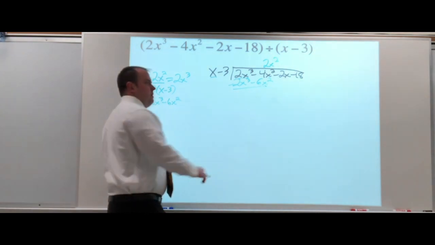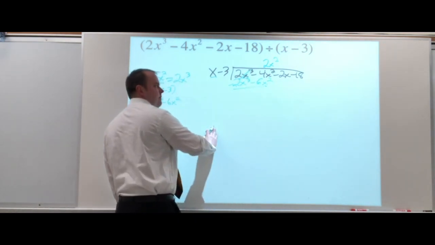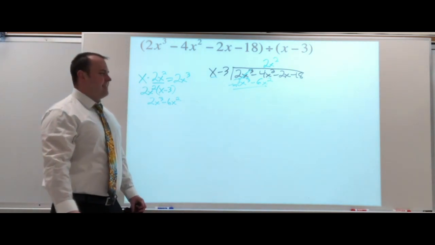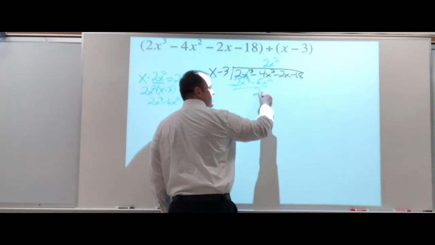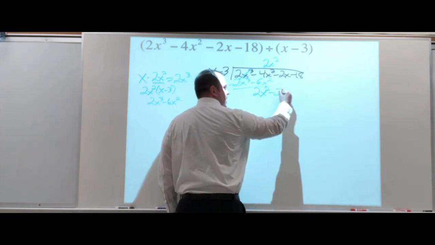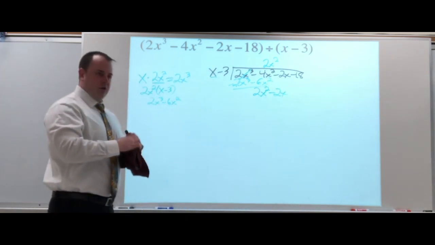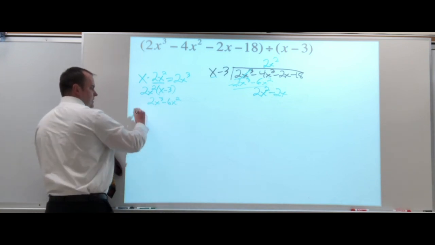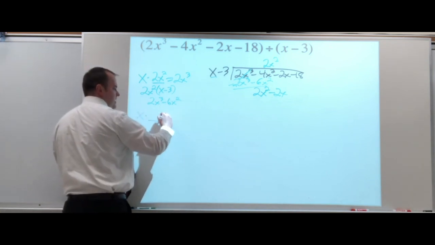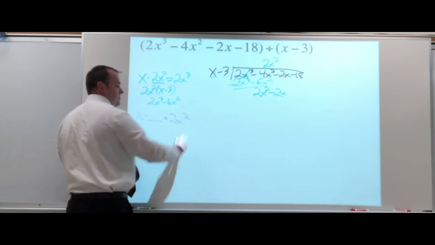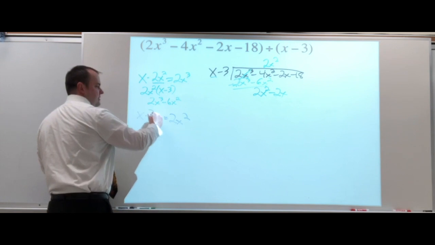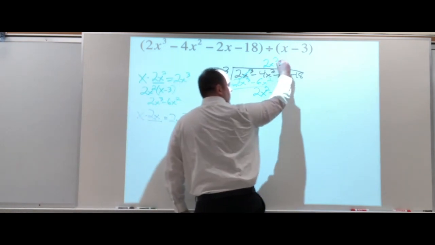So we have 2x cubed minus 2x cubed. That does cancel out. Negative 4x squared minus negative 6x squared gives me a positive 2x squared. Then bring down my minus 2x for the next term. Same setup. X times what gives me 2x squared? It's very similar to the first one. I'm going to multiply by 2x this time. Put my 2x up here.